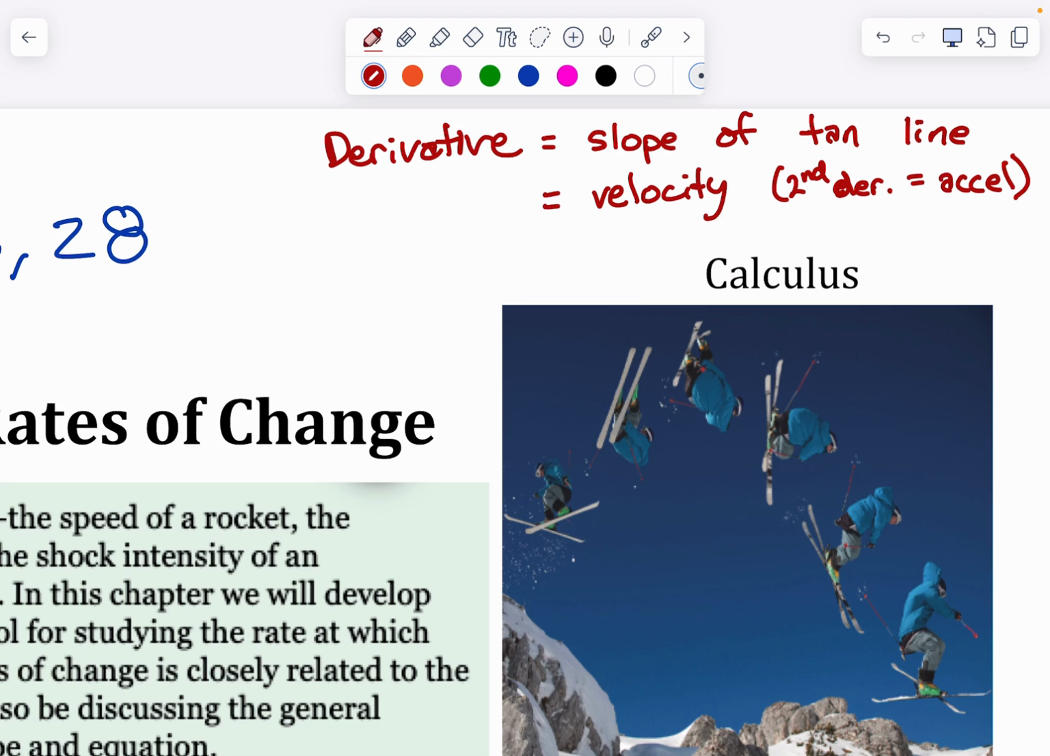Slope of tangent line, velocity, and the last one is something called instantaneous rate of change. That is what a derivative is useful for.